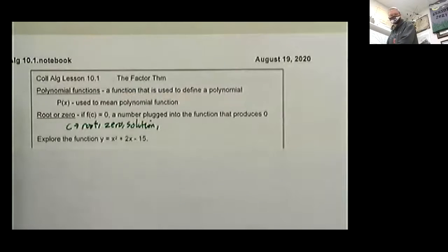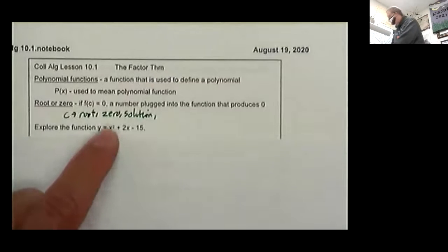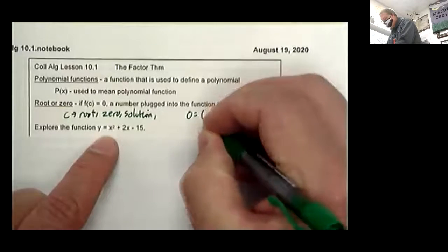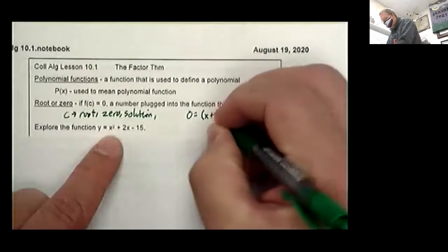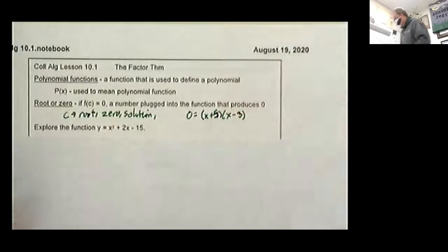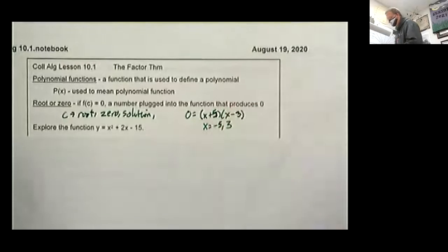We're going to explore the polynomial x squared plus 2x minus 15. And we're going to see how the properties work, and then we're going to come back and define those properties. Well, we did this all the way back in chapter 5 when we looked at factoring. So if we set this thing equal to 0, we know what would factor: x plus 5 times x minus 3. Therefore, we get solutions that are -5 and 3. We could also use the quadratic formula, completing the square, and so on. All those would get us the same solutions.